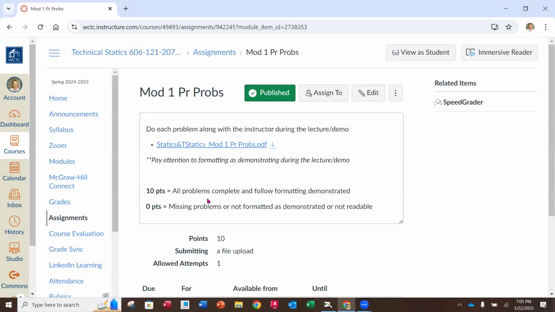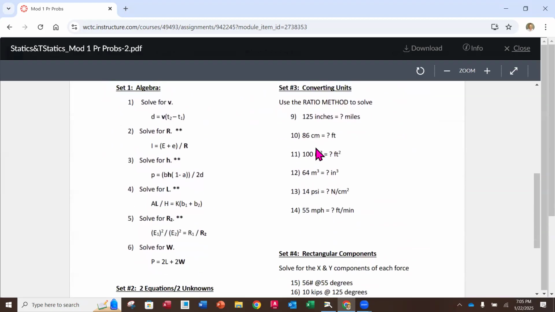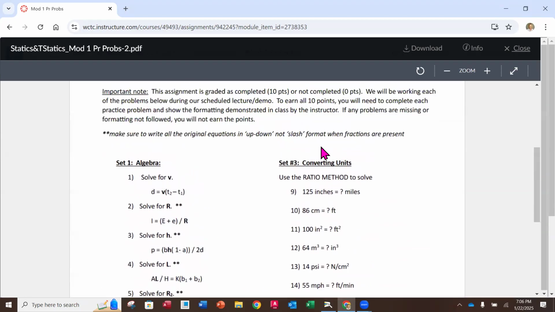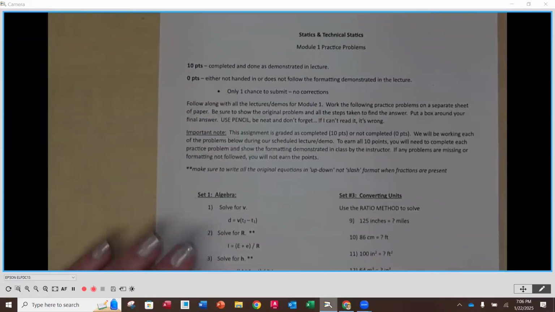For those in the room, I did hand out the hard copy of this, but the practice problems are going to be found here in PDF format. So you can simply click on that or download it, and you're going to find all of the questions. Now I'm going to go underneath my camera. We'll find this very same thing, but in hard copy form.